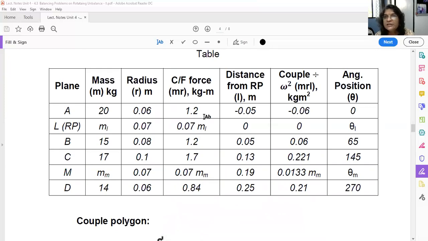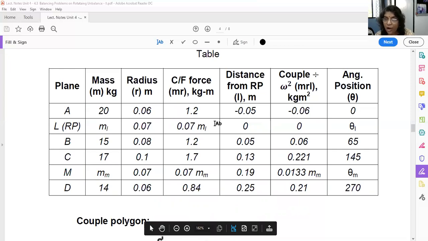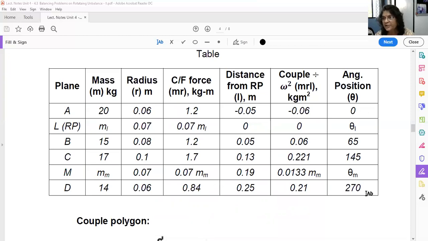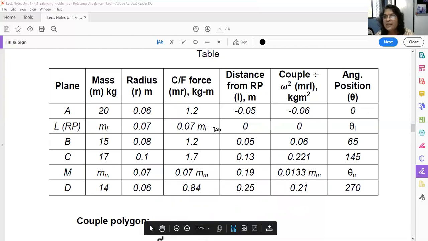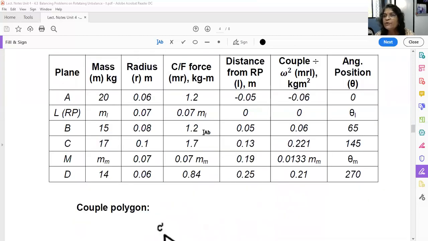Okay, now see the force polygon. Now we have to draw the force polygon. See, only this one is unknown because this you have found out. Now we can draw the force polygon. Out of 6, all 5 components are known in magnitude and in direction. So what is unknown? Only ml and theta l. Okay, so now again we are going to follow the same sequence.